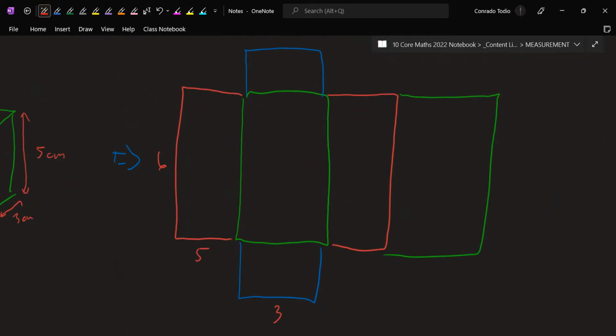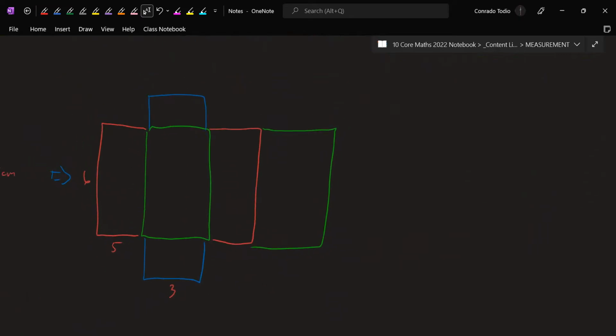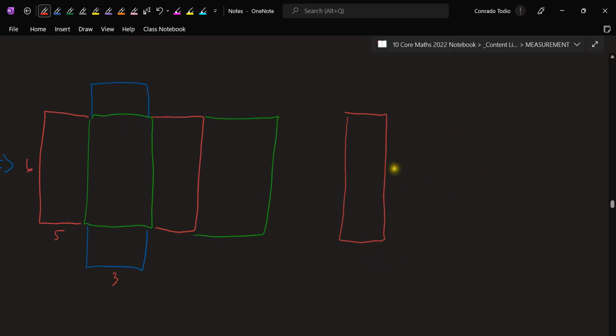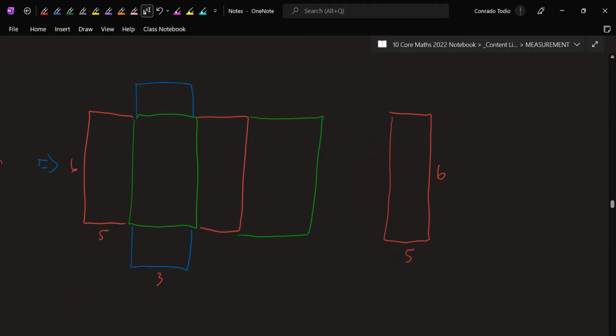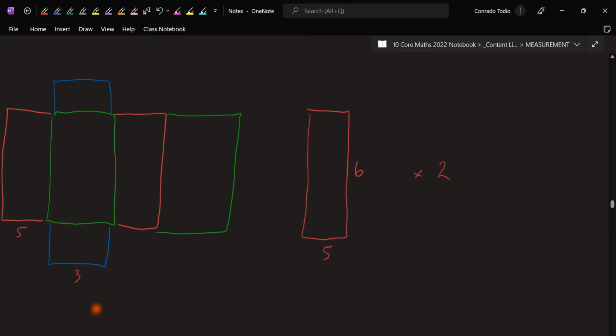Okay, let's look at the first shape. Let's look at the first rectangle. So the first rectangle I can see, let's work with the red ones. So I'm just going to draw like this. Actually, let me draw like this so it's not confusing. Draw the red ones. And I can see that the red ones have a dimension of 6 by 5. Now, how many red rectangles do we have here? So I have to multiply my answer by 2 when I do this.